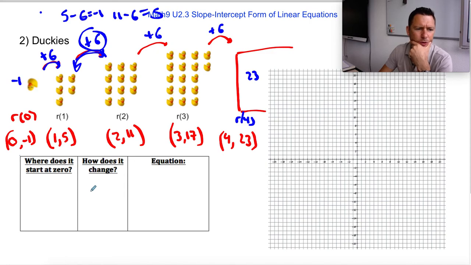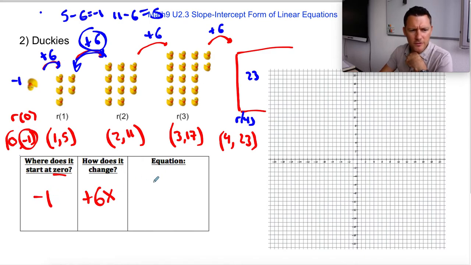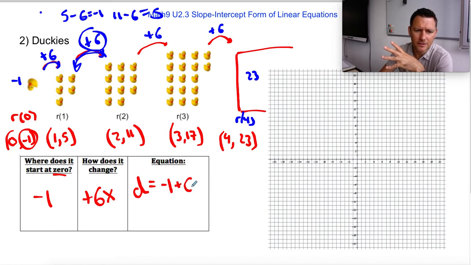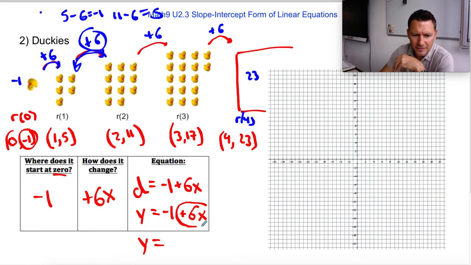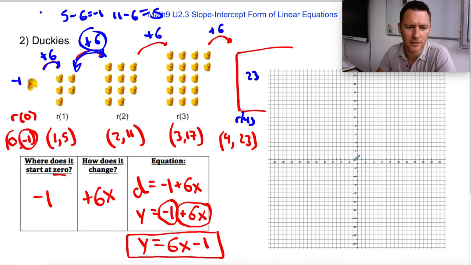So it looks like, how does it change? Well, we're adding 6 ducks every time we go over. Where does it start? Well, it starts at 0, right? Like the 0th is where it starts. That happens at -1. There's -1 ducks there. So the equation is, well, how many ducks? The number of ducks equals, you got to start at -1, and you add 6 every time we go over 1 on the x. Or you can think about it as y equals -1 plus 6x. Or if you're a true nerd, you swap it around and make it y equals 6x minus 1. 6 is positive, keep it positive. 1 is negative, keep it negative. That's the equation for it.